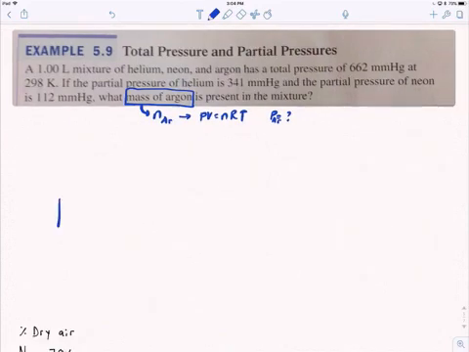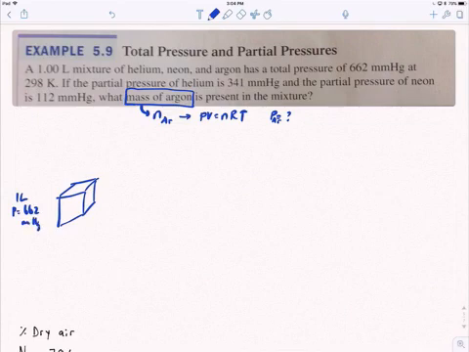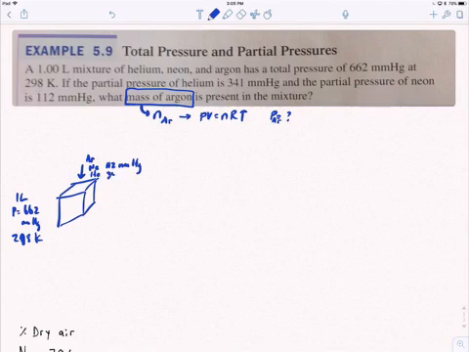Okay, let's draw a picture. Here's my vessel. My vessel looks a lot like a cube, because I can draw cubes. And this is 1 liter, total pressure 662 millimeters of mercury, 298 Kelvin. And in this mixture, we have argon, we have neon at 112 millimeters of mercury, and we have helium at 341.